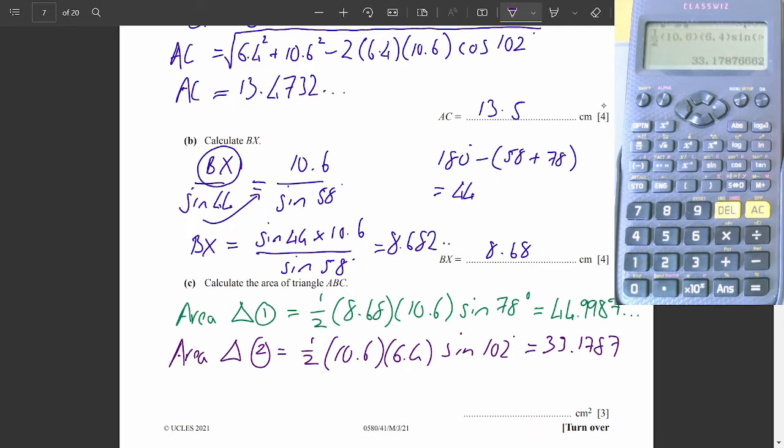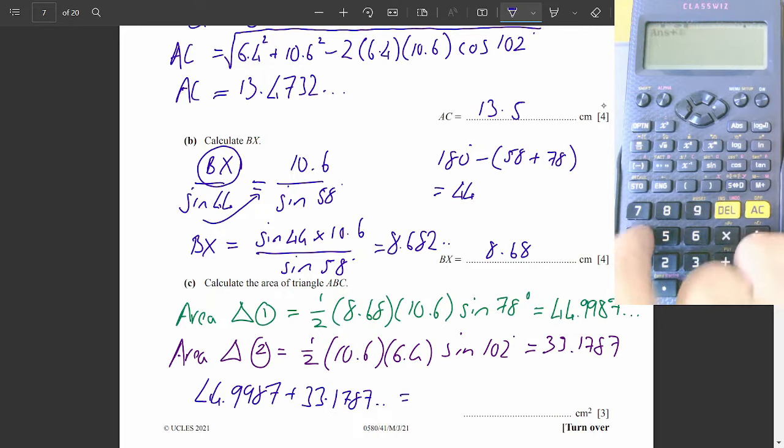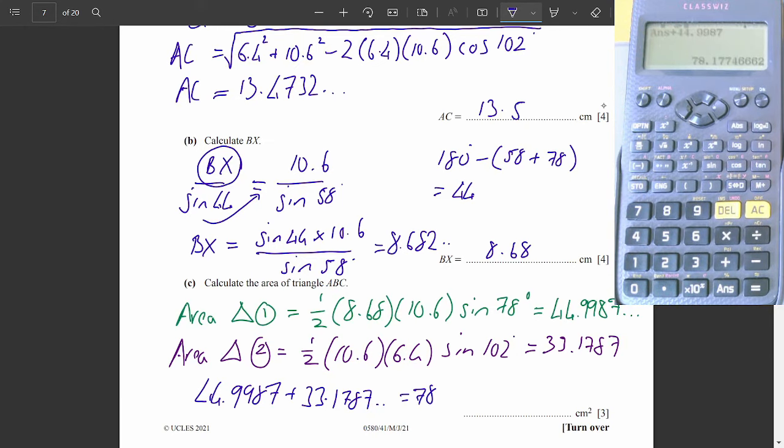And all that's left now is to add those two answers together. So let's do it thoroughly. Pick a nice color. There we go. 44.9987 plus 33.1787. What's that going to give us? 78.1774, etc. Rounded to three significant figures, 78.2, and we've done it.